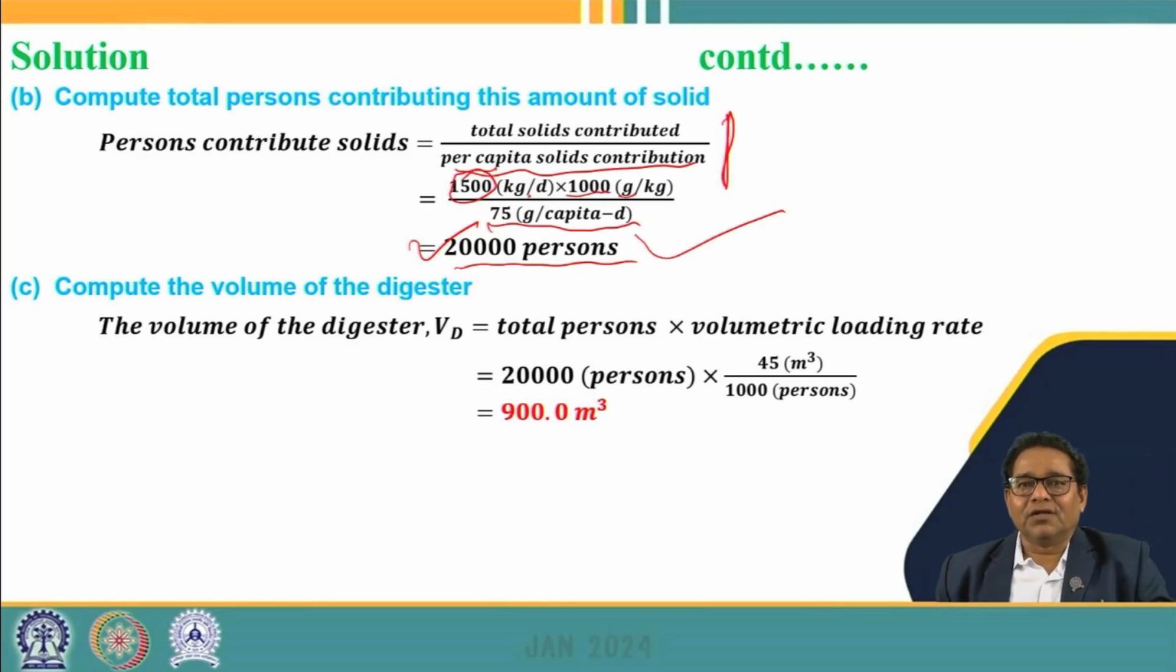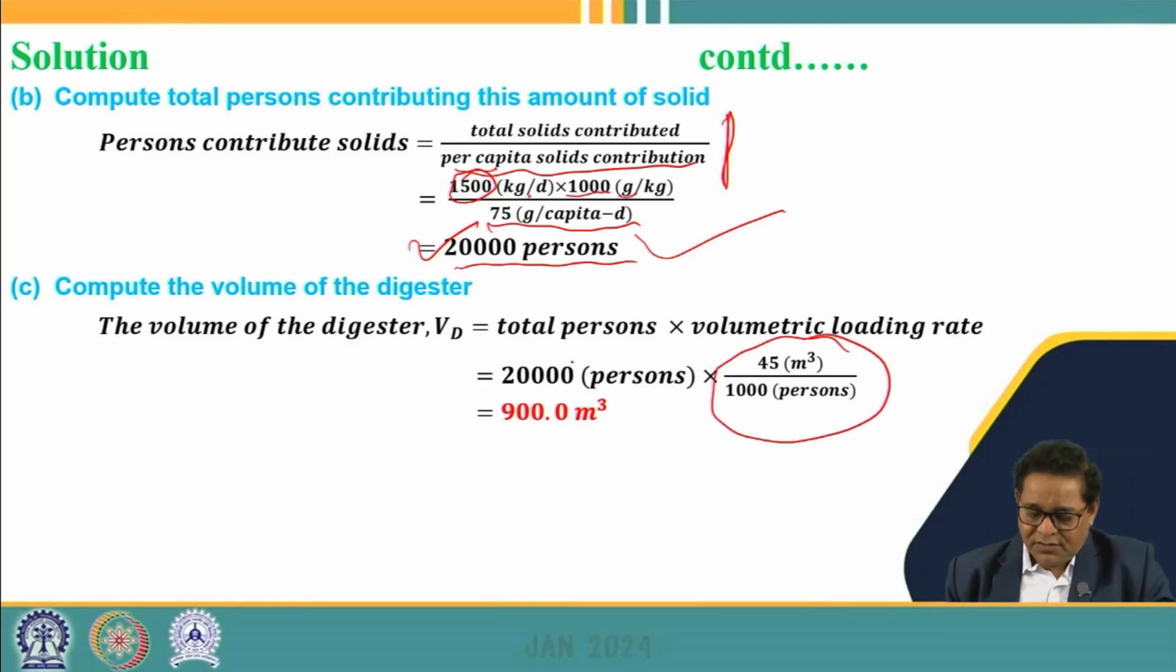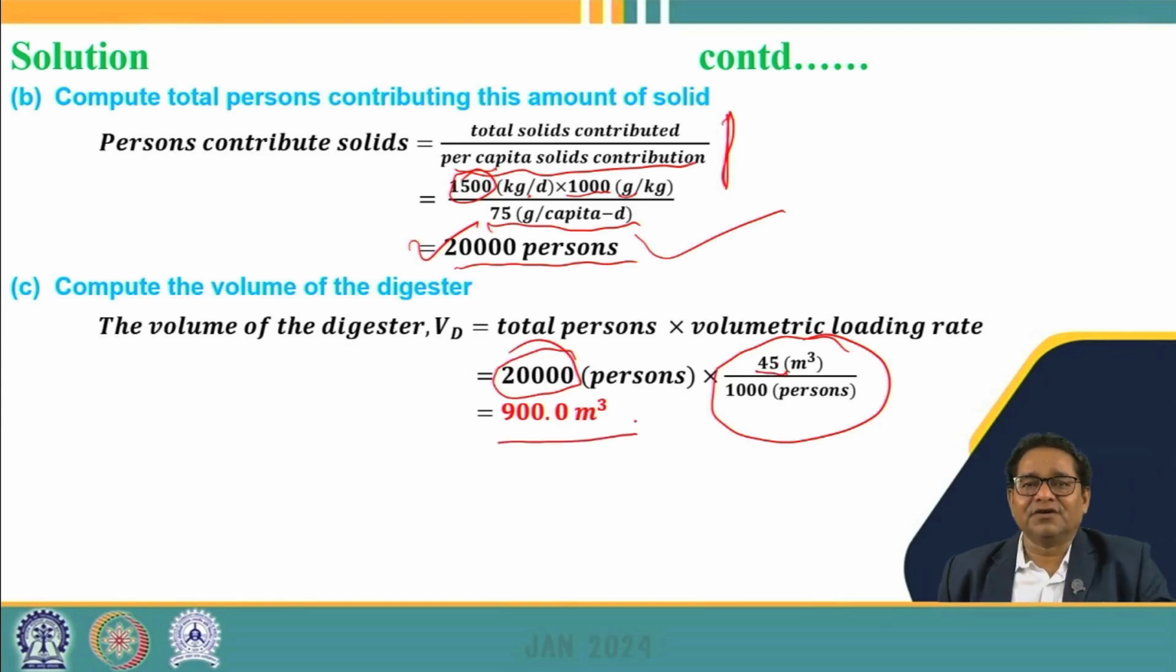Now that we have the population, we can determine the volume of the digester by multiplying by the per capita volumetric loading rate, which we assumed as 45 meter cube per 1000 persons. Here we have 20,000 persons, so by multiplying we get 900 meter cube of sludge digester volume. This is the maximum value we have got, but this approach is not very accurate, so we have to see another approach also.